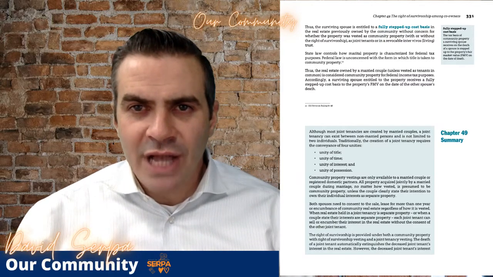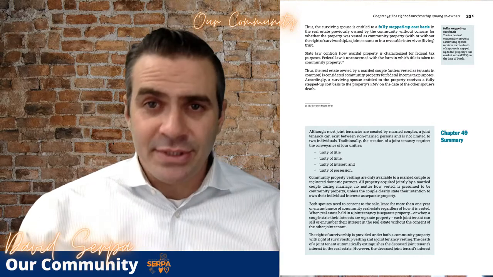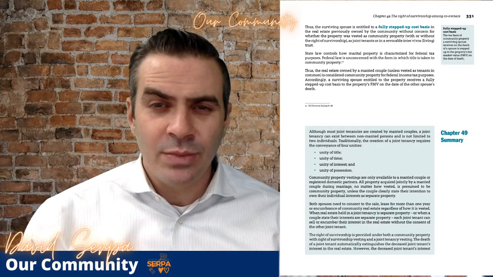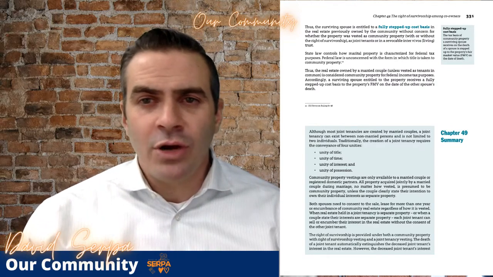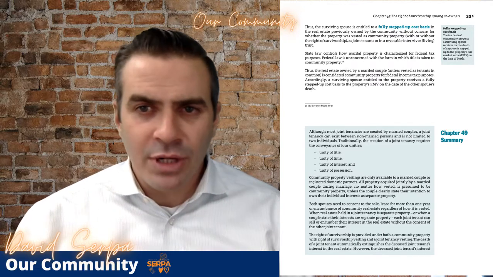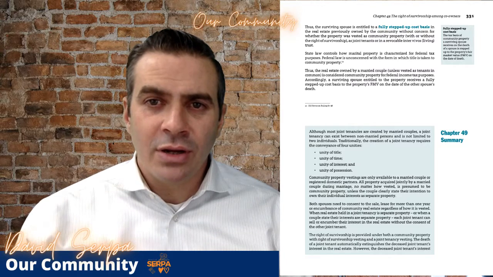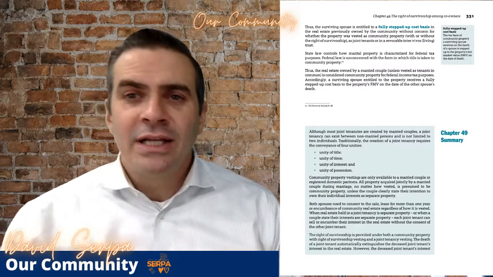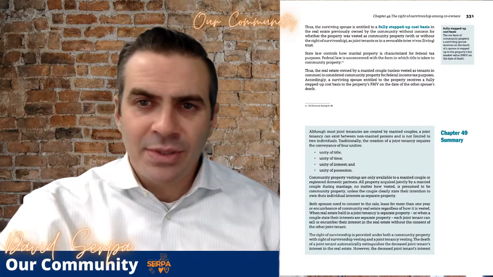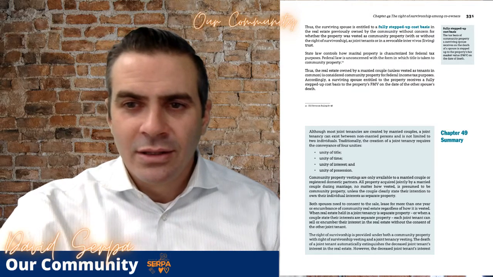State law controls how marital property is characterized for federal tax purposes. Federal law is unconcerned with the form in which title is taken to community property. Thus, the real estate owned by a married couple, unless vested as tenants in common, is considered community property for federal income tax purposes. Accordingly, a surviving spouse entitled to the property receives a fully stepped-up cost basis to the property's FMV on the date of the other spouse's death.